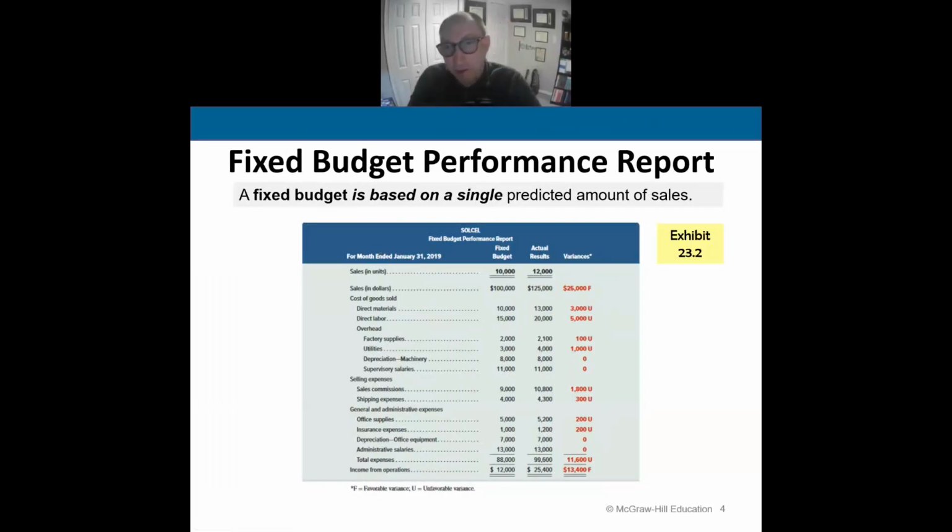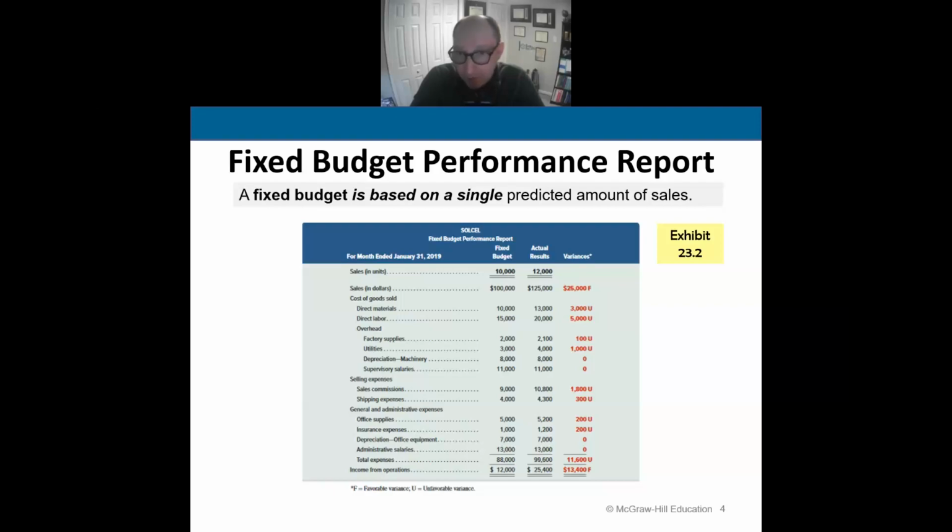So here's an example of a fixed budget based off of performance. Now we see in the left column it says fixed budget, right? So that's the fixed amount. Those are the amounts that do not change regardless of the level of activity. I budgeted for $100,000 in sales, and I stuck with that. I actually came in with $125,000 in sales.